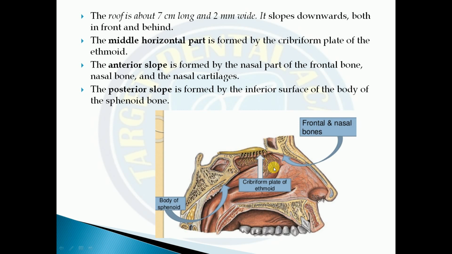So this is the roof. It is 7 cm long and 2 mm wide. It slopes downward from front to behind. It has three parts. The middle part is formed of the cribriform plate of the ethmoid. The anterior part is made up of the frontal and the nasal bone, while the posterior part is made up of the body of the sphenoid.